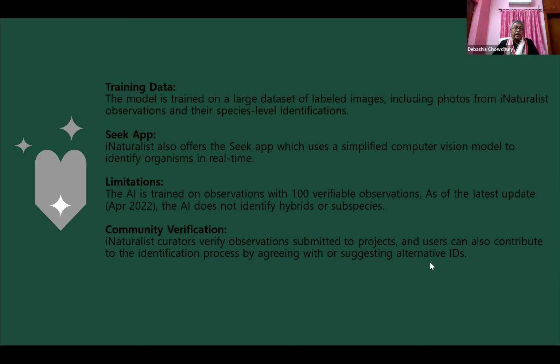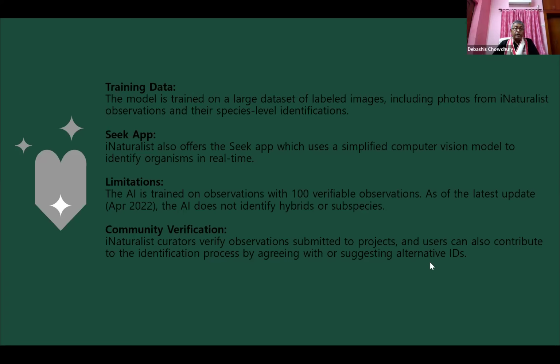Limitations. The AI is trained on observations with verifiable identifications. As of the latest update, the AI does not identify hybrids or subspecies. There may be some subsequent updates also, but insofar as hybrids or subspecies are concerned, iNaturalist is not giving any such suggestions.